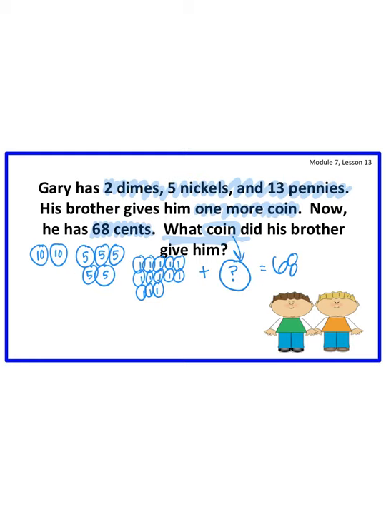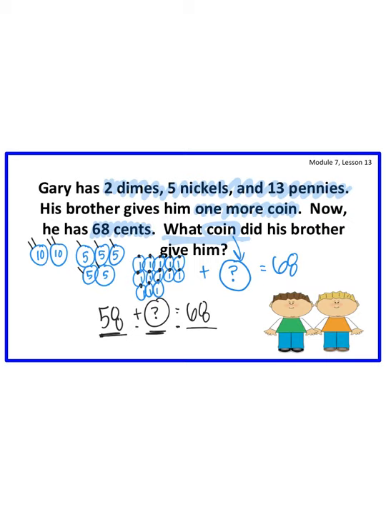You ready? So first, let's figure out how much he has to start. So he's got 5, 10, 15, 20, 25, 30, 35, 40, 45, 46, 47, 48, 49, 50, 51, 52, 53, 54, 55, 56, 57, 58. So we had 58 cents. His brother gives him the mystery coin, and he ends up with 68 cents. So 58 plus what equals 68?